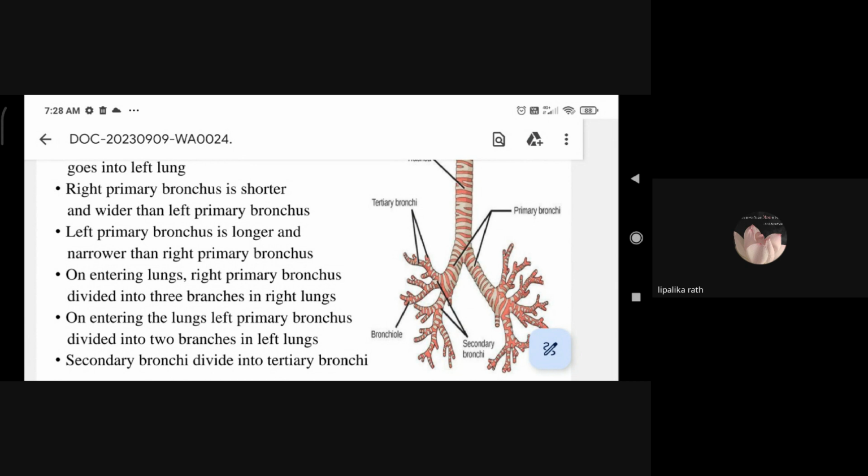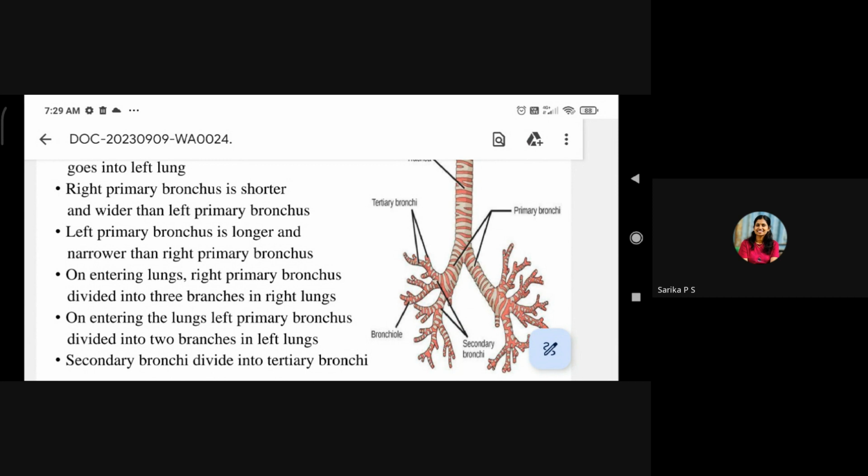Can you please tell me why this difference? The right lung has 3 lobes and the left lung has 2 lobes. Why is this so? On the left side, we have the heart, which is taking space. Yes, very good. The heart is present in the middle only, but it is tilted towards the left, so it takes a bit of space. That is why the left lung has 2 lobes and the right lung has 3 lobes.